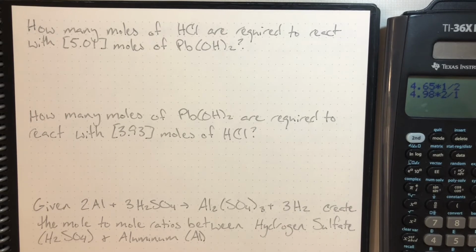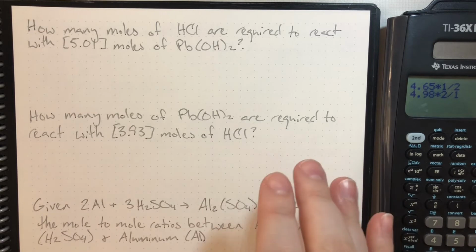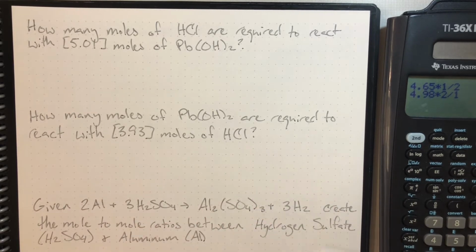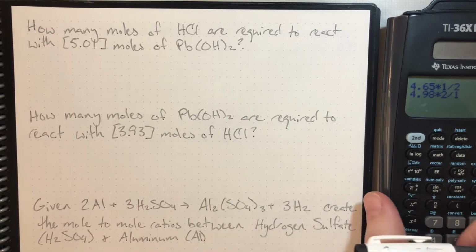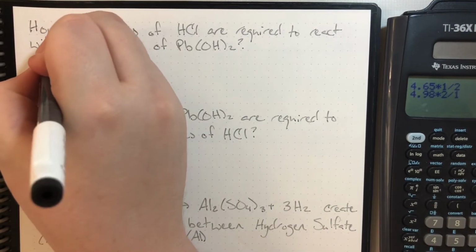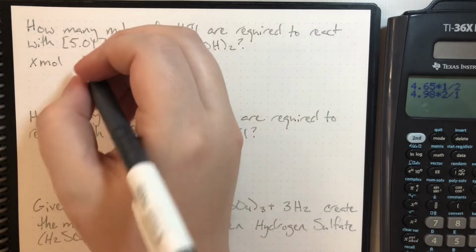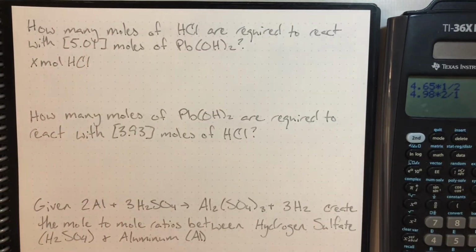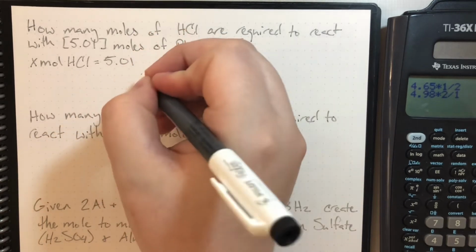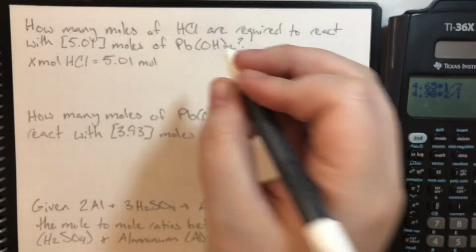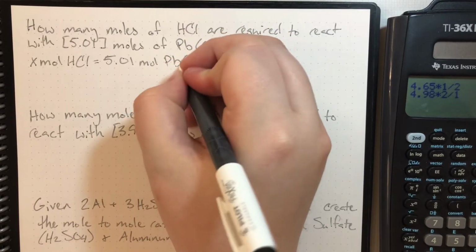How many moles of hydrogen chloride are required to react with 5.01 moles of lead(II) hydroxide? My number here is inside of brackets because my number may be different than yours. However, all of the steps that I will take to solve this problem will be the exact same regardless of this number. I'm going to go ahead and translate the English problem into math. How many moles will turn into X mole, compound attached to that unit, hydrogen chloride, are required to react with is my equal sign, and the number given in the problem, 5.01 moles of lead(II) hydroxide, Pb(OH)2.